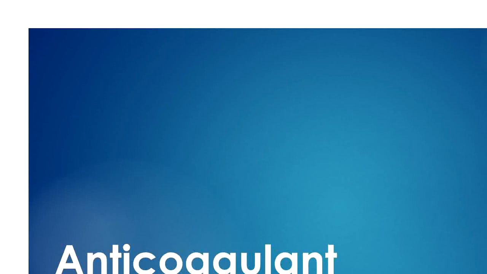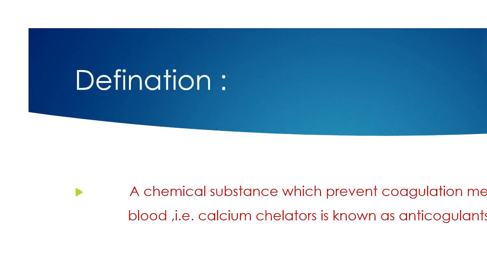So today we talk about anticoagulant. Anti means against, coagulant means clot. So anticoagulant is a chemical substance which prevents the clotting mechanism of blood. Means anticoagulant is a calcium chelator. Calcium chelator means it binds the calcium in dissolved or insoluble form of ions.